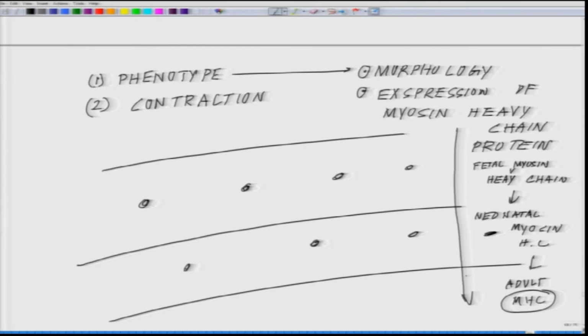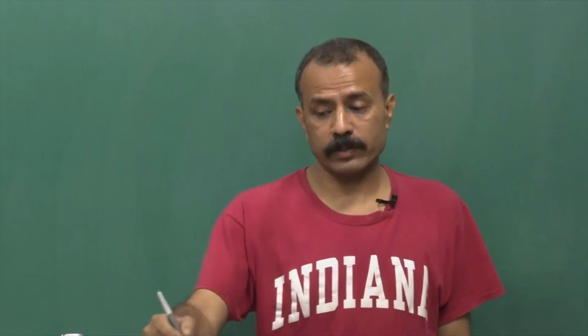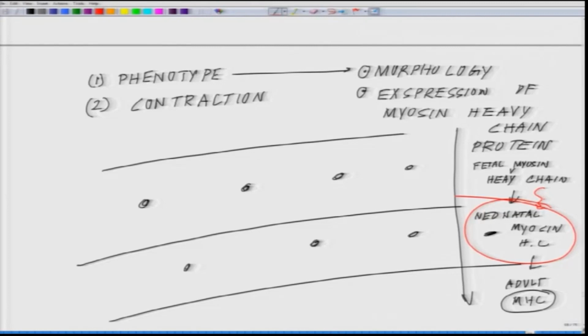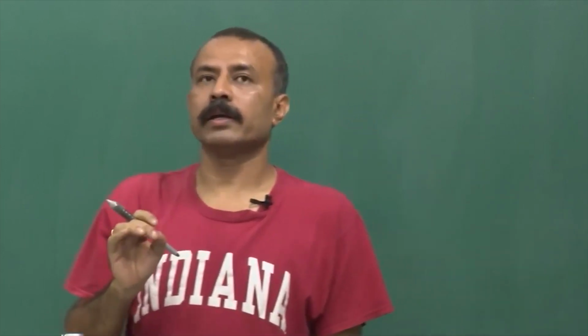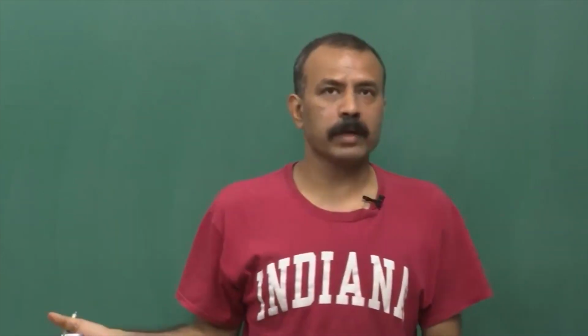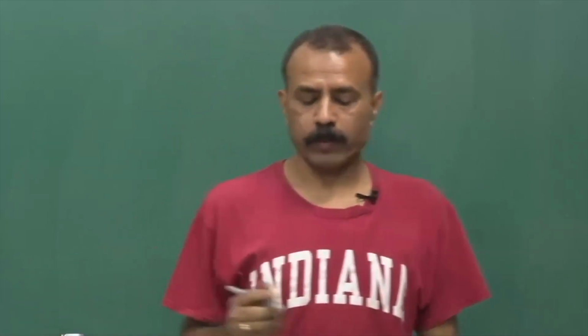If you claim yourself to be a very successful group, at least you should be able to reach up to this point. You should have a neonatal myosin heavy chain expression, the transition from fetal myosin heavy chain to neonatal myosin heavy chain, and it should happen in the cell culture dish. If it does not happen, it means this expression, in terms of the phenotype, is not up to the mark. This is very important that you keep in mind, that just making something will not work.